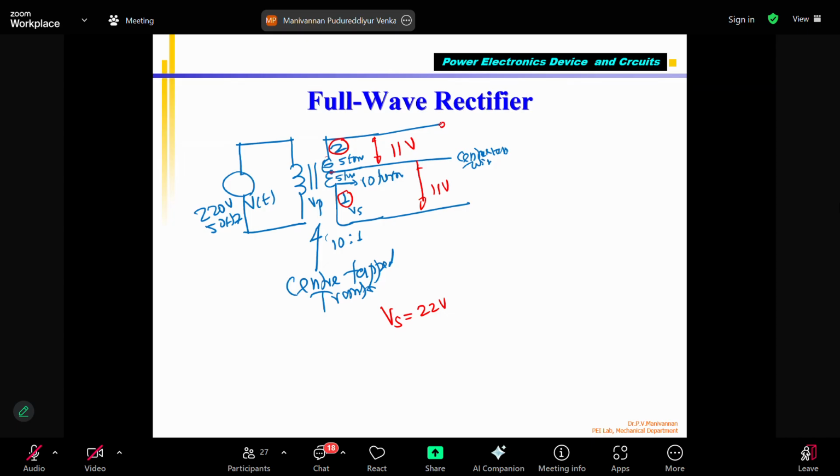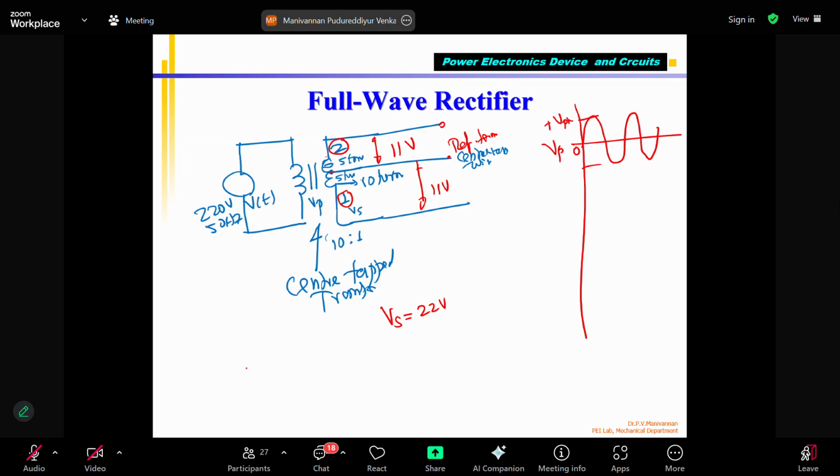Please note again: the center tap terminal became a reference terminal at the secondary side. Correct? Secondary side also still has AC voltage only. I gave my input voltage, primary side. This is VP. It is varying between 0 to positive V peak.